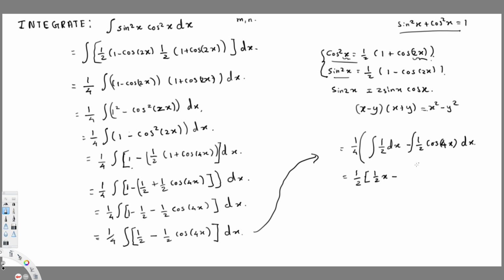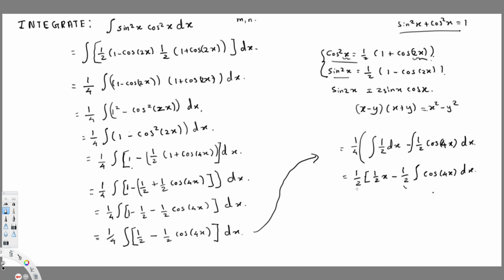So let's write this one first. Let's take the half to the front. So half, since it's a constant, I can take to the front. Half integral of cos 4x dx, right? So 4x, and I'm going to take this 4x as u. So I'm going to do the u substitution.